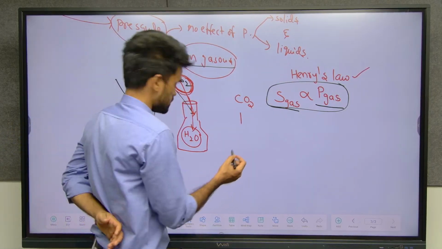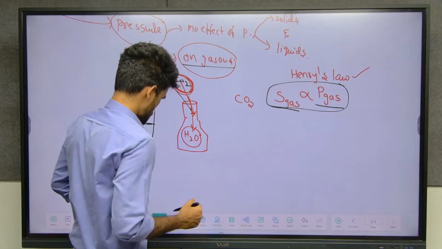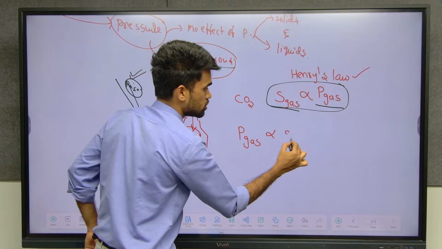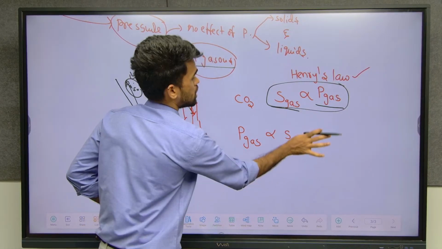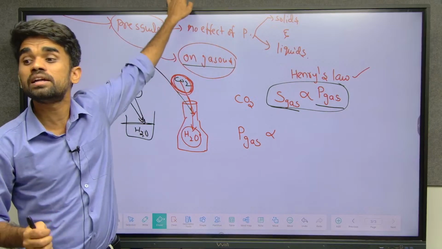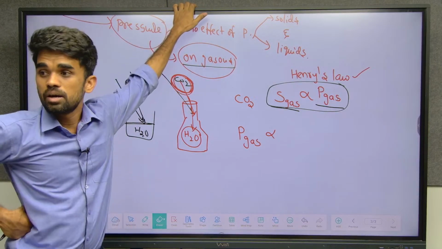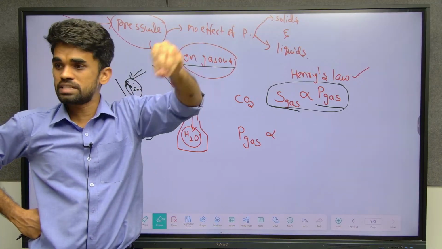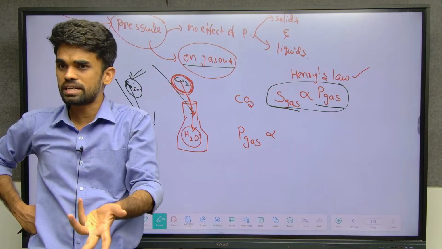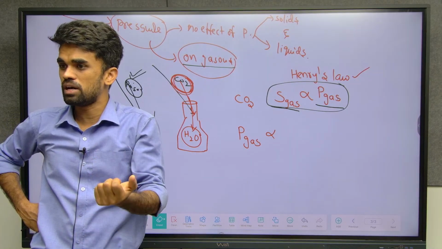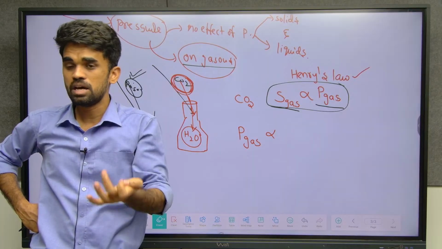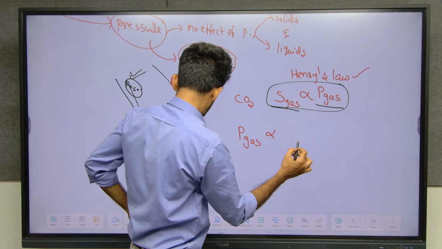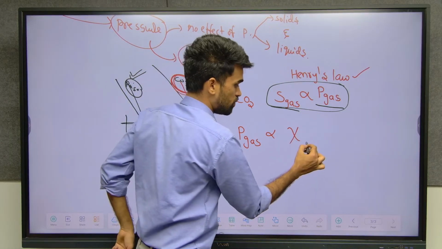So now what I am saying is P gas, the partial pressure of a gas, is directly proportional to solubility. So solubility is nothing but, once again, the definition of solubility, which you have written once: solute dissolved in solution. That is nothing but concentration only. So now what are the concentration terms we have discussed? Molarity, normality, like this, mole fraction. So in Henry's law, by default we are considering what? Mole fraction. Mole fraction of that gas.